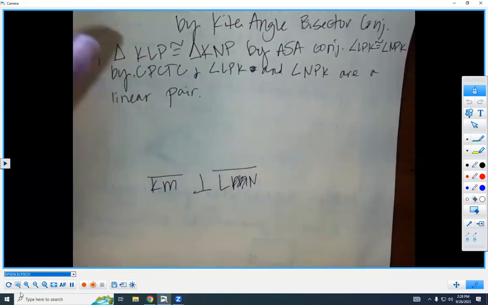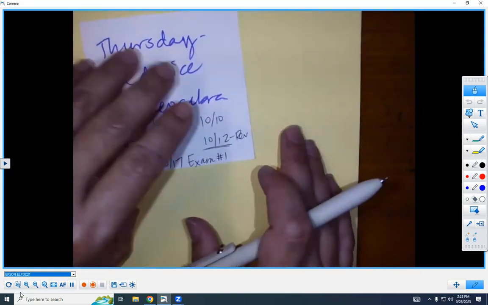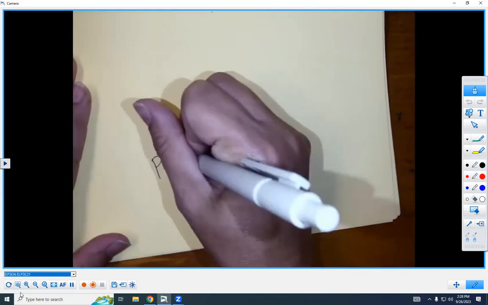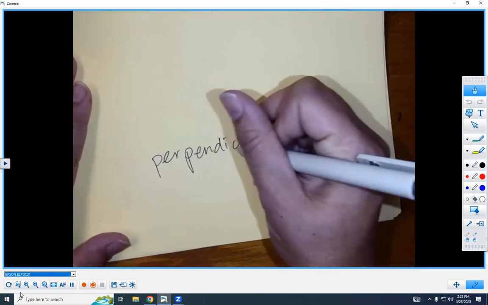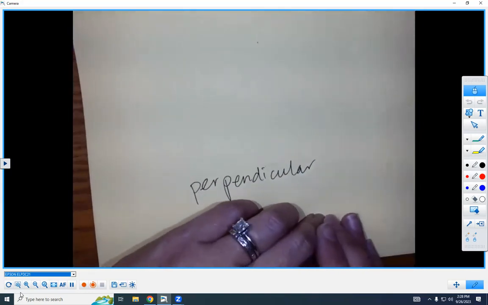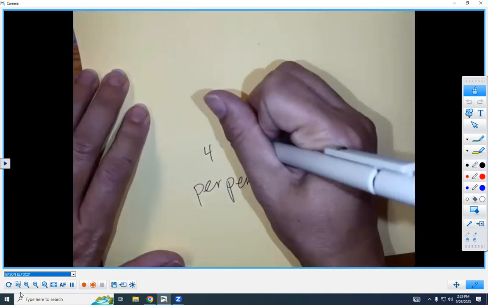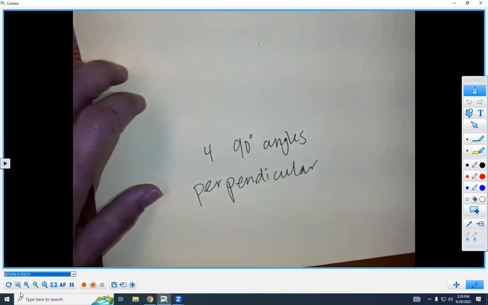Okay, so let's work backwards. If my end goal is to show that they're perpendicular, what does that mean? What do I know about being perpendicular? How do you know things are perpendicular? A line goes through another line at 90 degrees. 90 degrees, right? So I need 4 90-degree angles to show that they're perpendicular. Agreed? Concur?